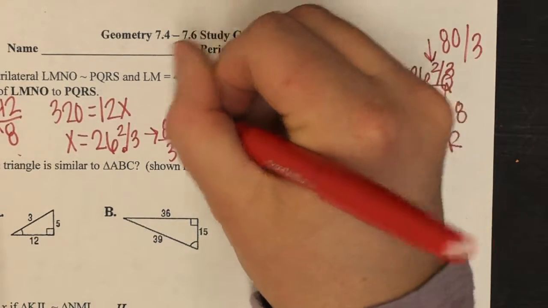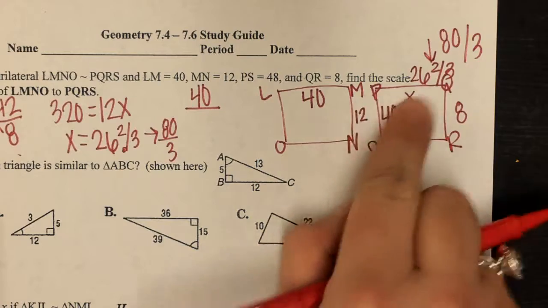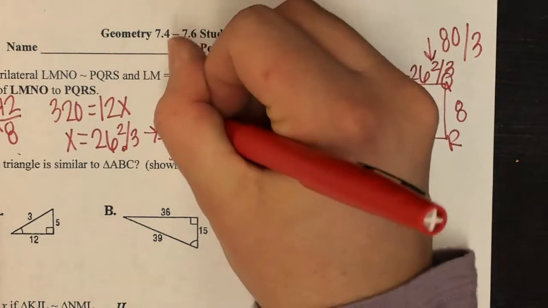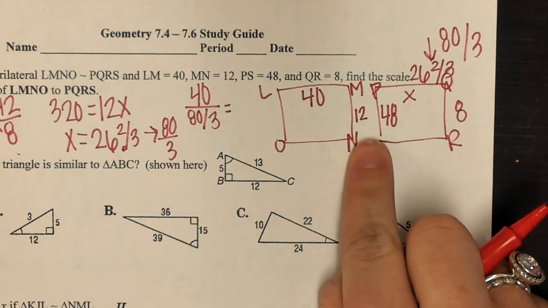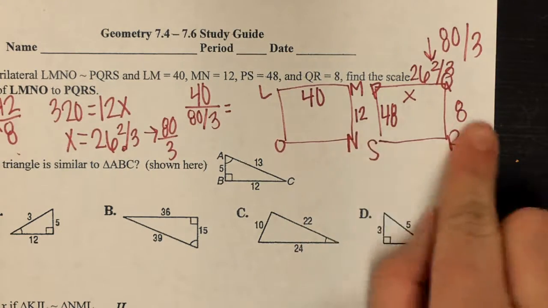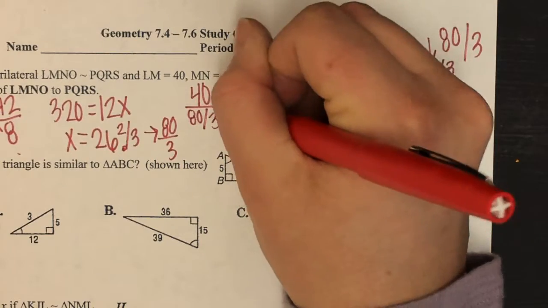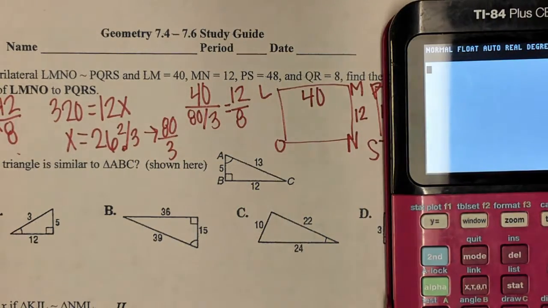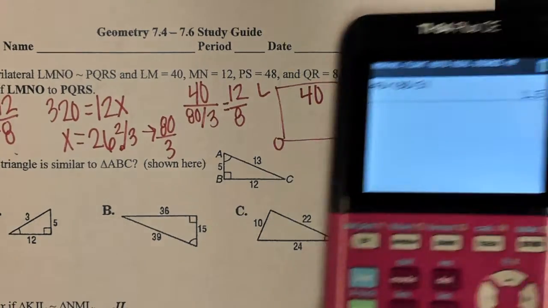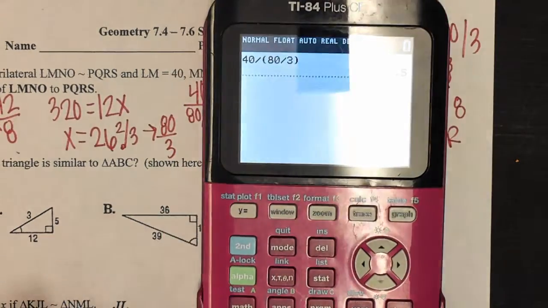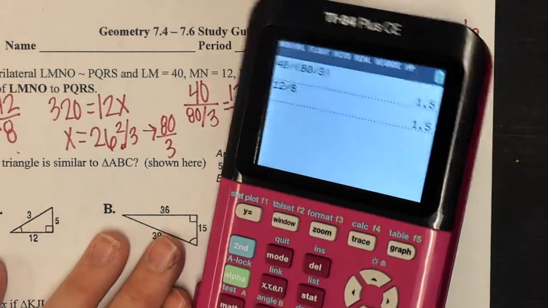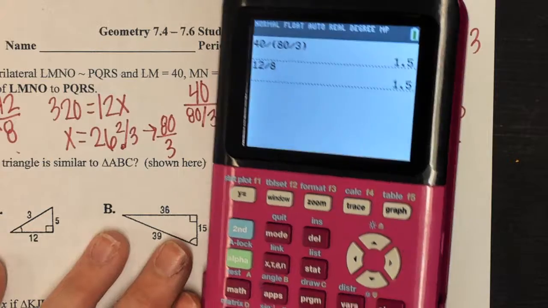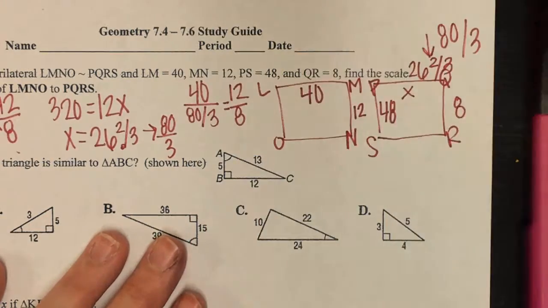So now let's find our scale factor. 40 over this side that I know now is 80 divided by 3. And then let's pick another side. 12 divided by 8. Let's see if they're equal to the same thing. 40 divided by 80 over 3 gives me 1.5. And 12 divided by 8 gives me 1.5. So what's the scale factor? 1.5.